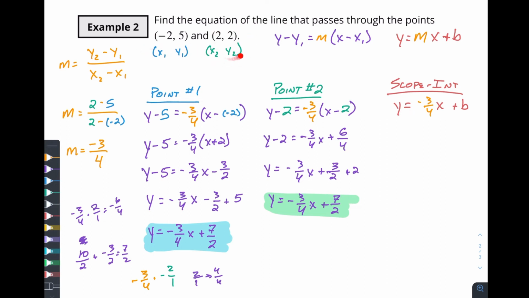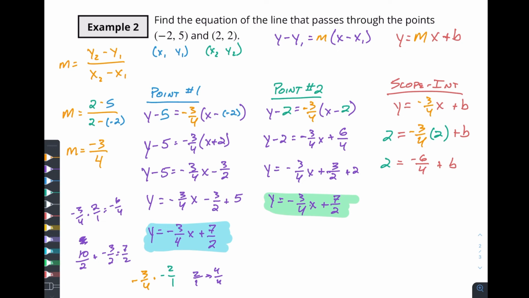So I'm going to use this green one here just so I can have a positive 2 and not have to work with as many negatives. So I'm going to put 2 is equal to negative 3/4 times another 2 plus b. And then we have 2 is equal to negative 6 over 4. Where have we seen that before, right? And now we have to add this to both sides over here. So we're going to add negative 6 over 4.